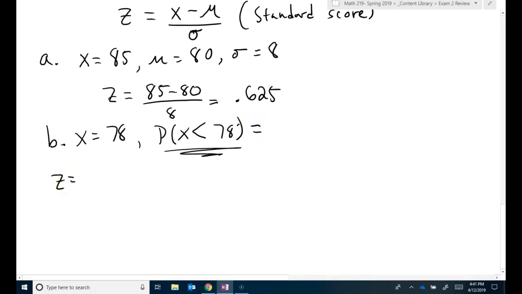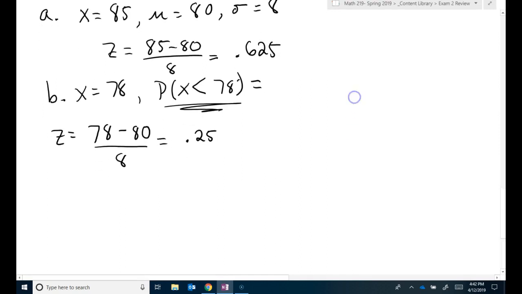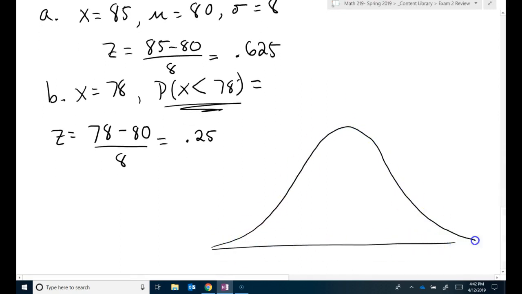I'll remind you of this, but you need to know that you do need to find a z-score. So I'm going to take 78 minus 80 divided by 8, and that'll end up equaling 0.25. Okay? Cool. So that's the next part. I've got my z-score. The reason why I want a z-score is because I'm now going to draw a distribution. The drawing of the distribution helps me to visualize graphically what it looks like to find this particular probability.